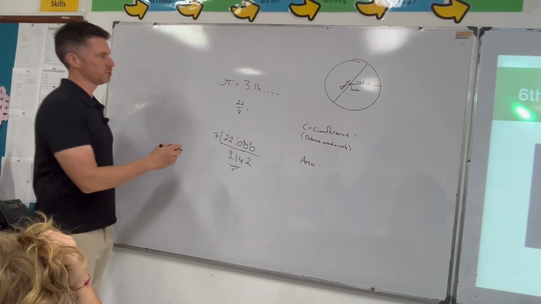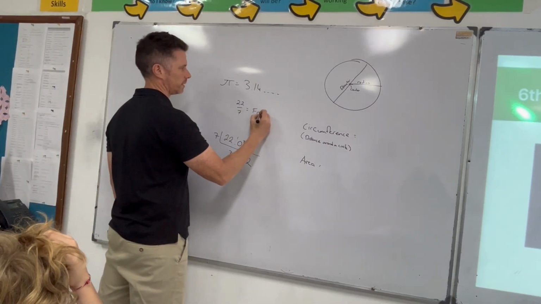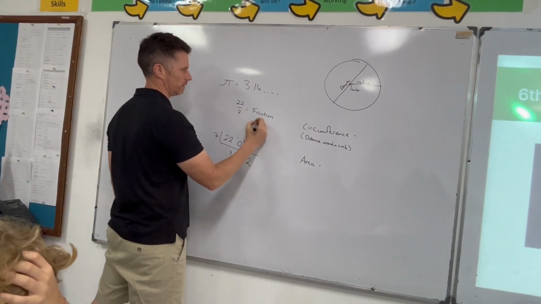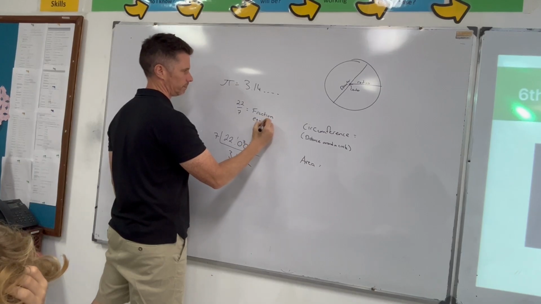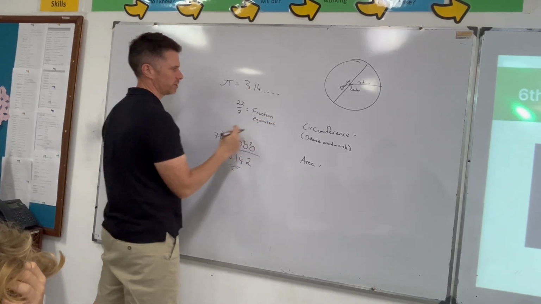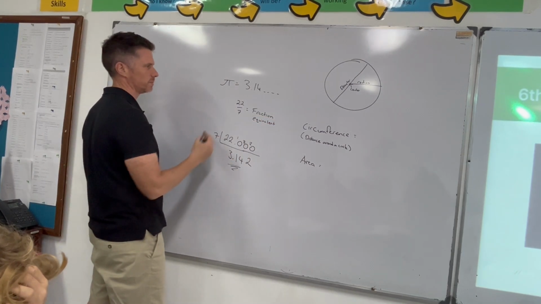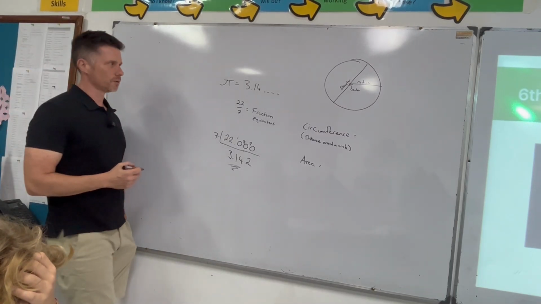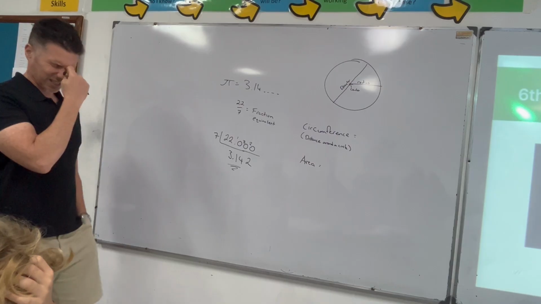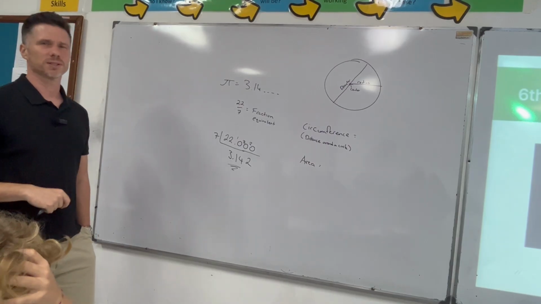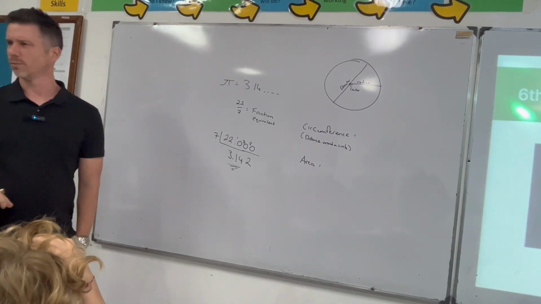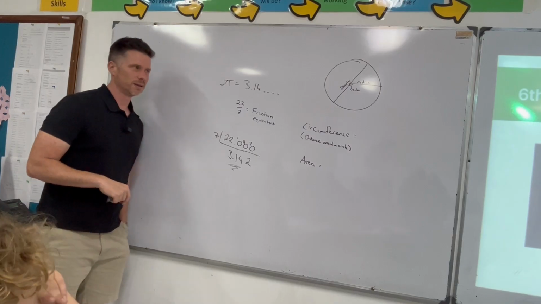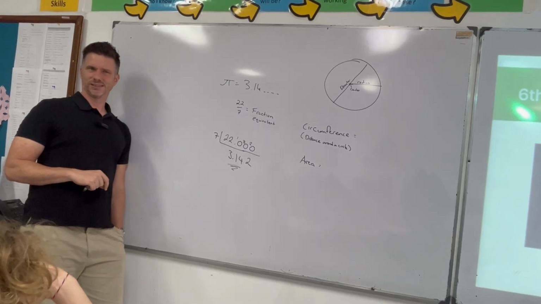So that's sometimes used as a fraction equivalent. There are more accurate fractions, but this is the easiest one to use sometimes. Okay, so pi has got to do with the circumference and the area of a circle. Can anyone remember how pi is calculated? How do we get pi?